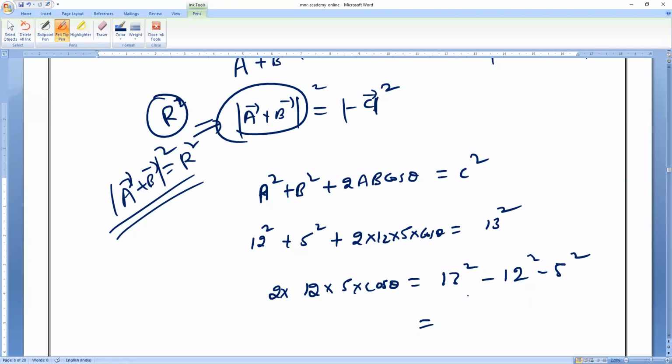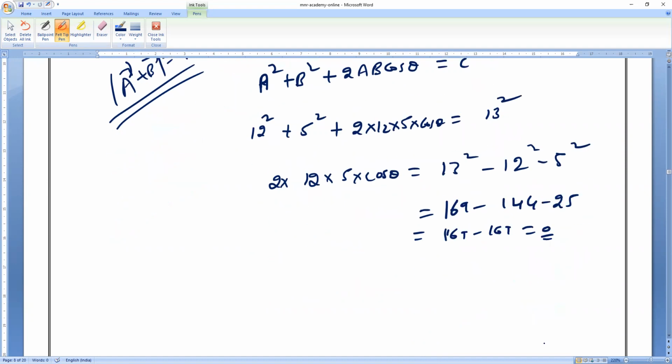13 square means how much? Find the value, first tell me. 169. 13 square means how much? 169. 144 minus 25. So which is equals to 169 minus 169, which is equals to how much? 0. Zero. Understanding?